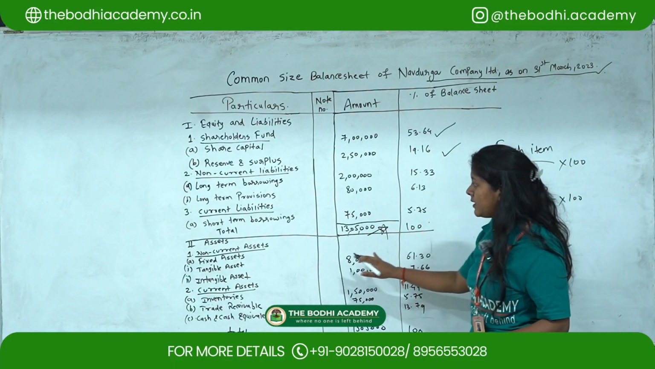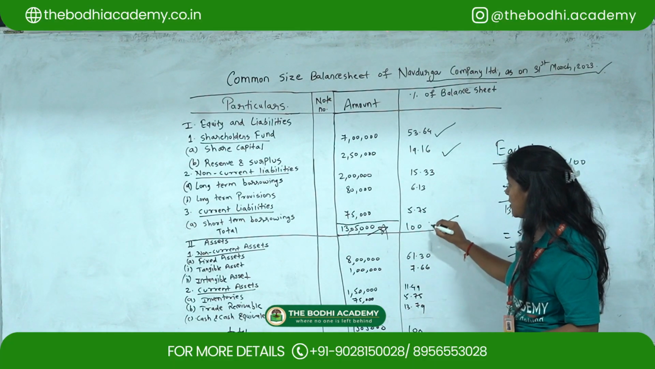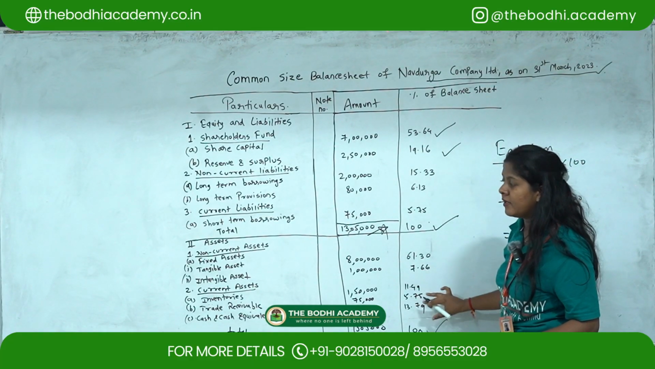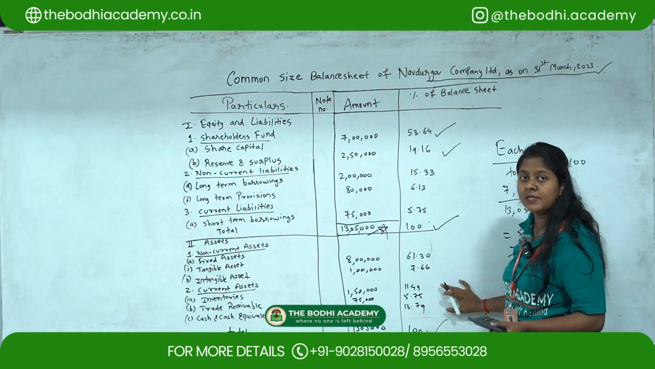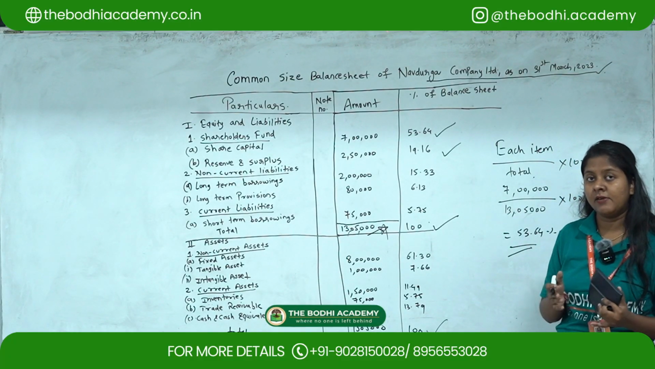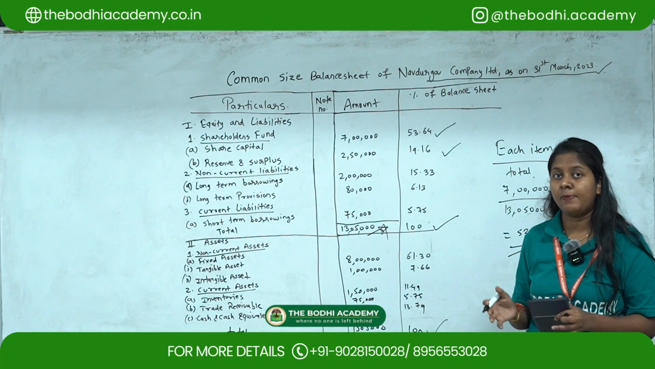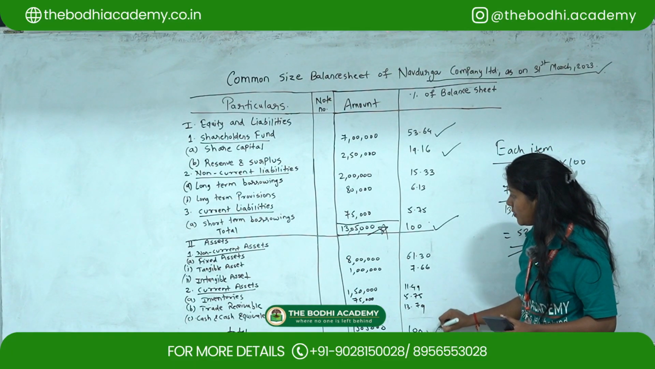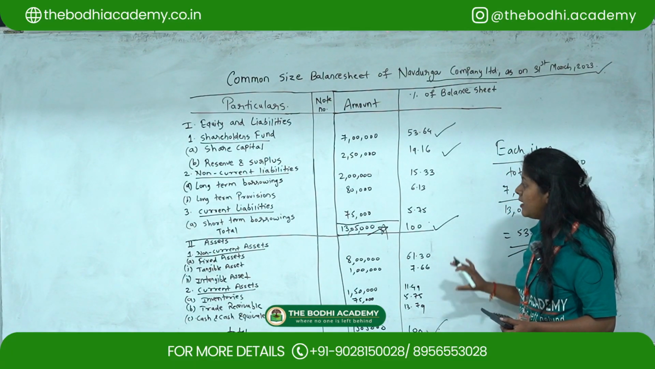Now if you see the total part, it should always be 100. Okay, it is matched to the liability and the asset part. The answers are the same because we are solving the balance sheet. Your equity and liabilities and your asset part should be equal. So that's why here whatever the answer you got, it is 100 only, 100%, means it is full.